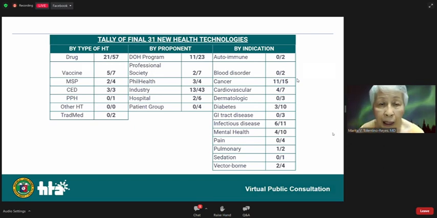For example, out of the 57 nominated drugs, 21 were prioritized. Out of 7 vaccines, 5 were prioritized. Out of 4 medical and surgical procedures, 2 were prioritized. Devices, all of the 3 devices were prioritized. For preventive and public health promotion, none were prioritized. None from other health technologies and none from traditional medicine. Okay.